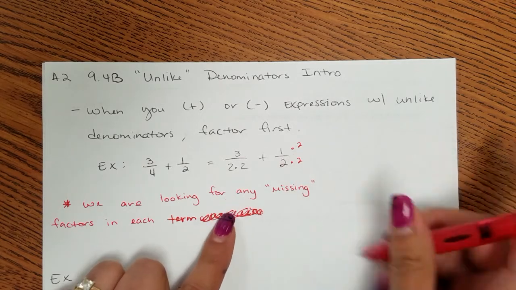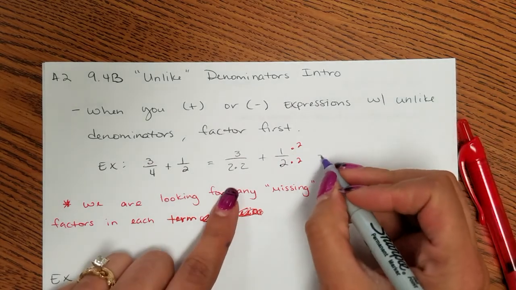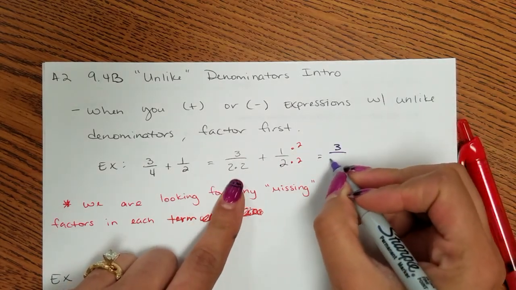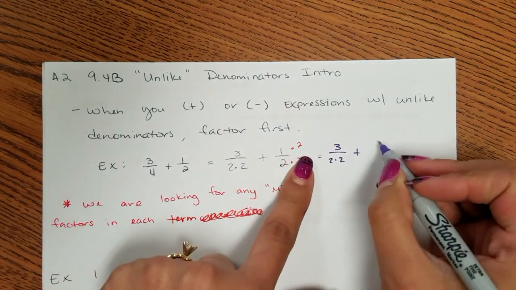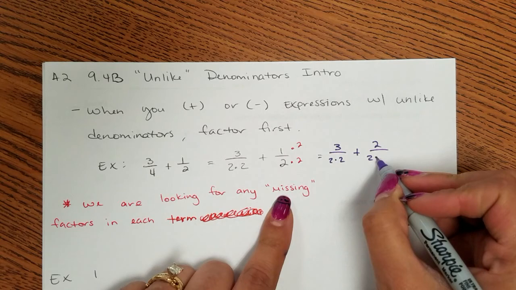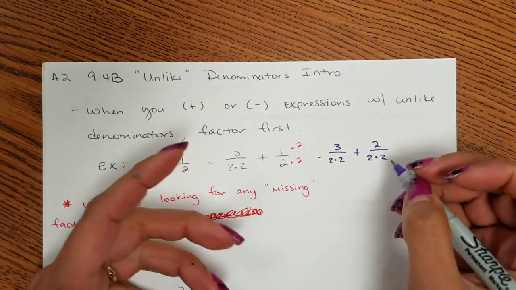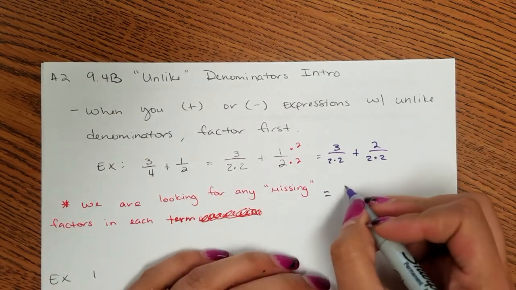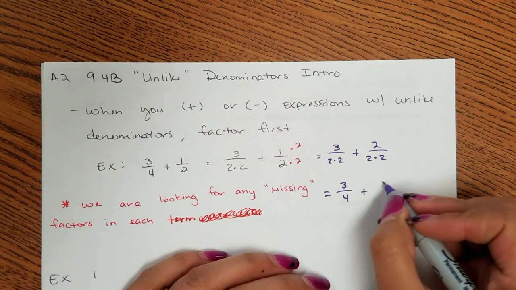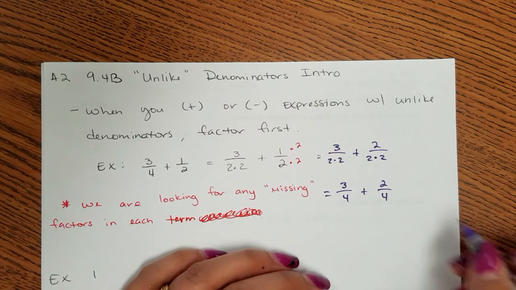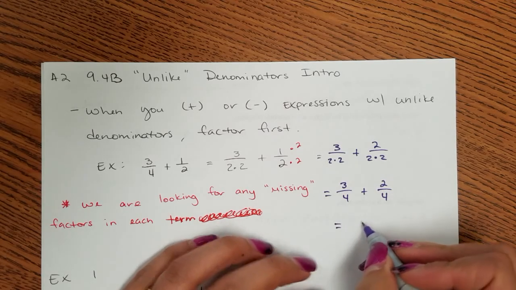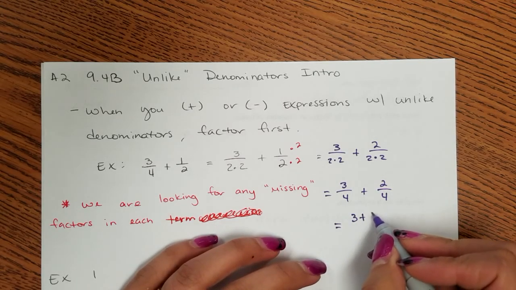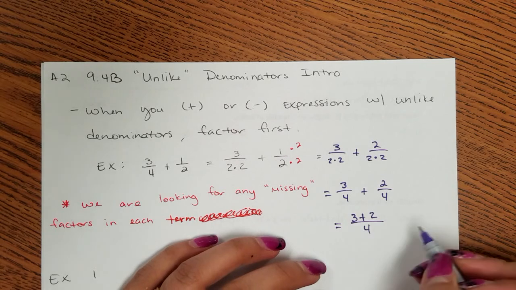So if we go ahead and do that, I'm just going to rewrite this over here. So we have 3 over 2 times 2, which is 4, plus 1 times 2 is 2, and then I'm just going to keep it 2 times 2 on the bottom so you can see that they're the same. So that's just going to be 3 over 4 plus 2 over 4. Now that we have a common denominator, you can combine your numerators. So you have 3 plus 2 over 4.